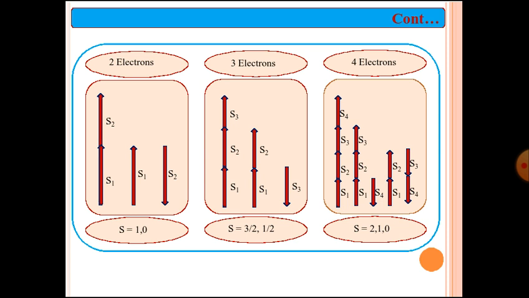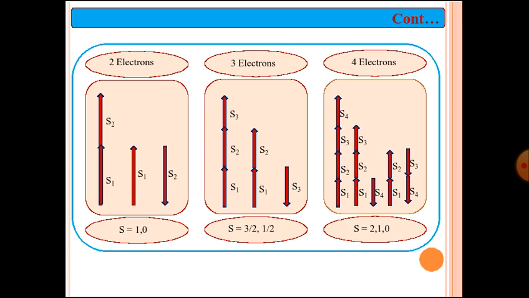Similarly, for the 3 electron scheme, 3 electrons are available. All are in up directions. So 1 by 2 plus 1 by 2 plus 1 by 2 is called 3 by 2. Then another section of the 3 electron scheme, first 2 are upper directions, next one down direction. So 1 minus 1 by 2 is called 1 by 2.